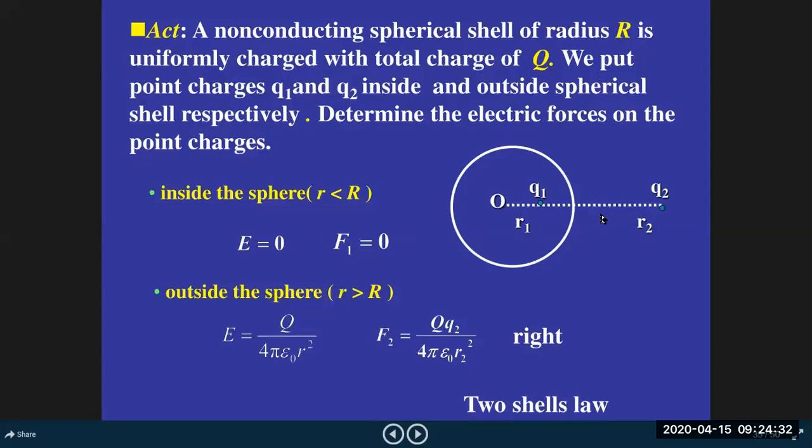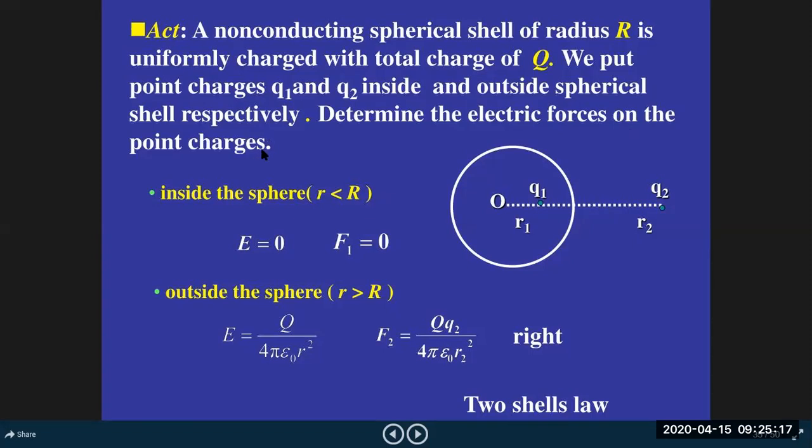Look at here, the charge Q is kept on the non-conducting spherical shell. Another two point charges, Q1 and Q2, are placed. Q1 is placed inside the shell at a distance of R1 from the center, and Q2 is at a distance of R2 from the center. Remember, capital Q is put over the surface of the non-conducting spherical shell. So determine the electric force on the point charge.